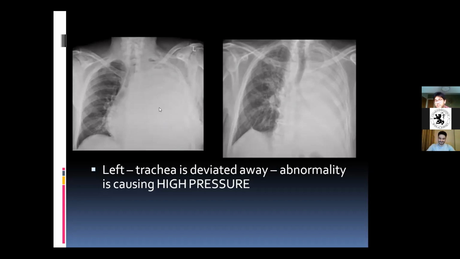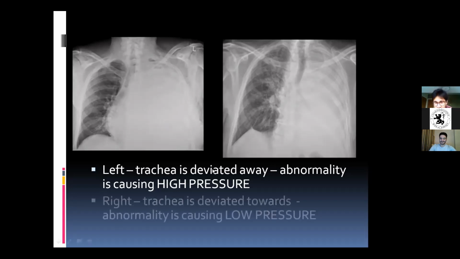Pleural effusion, exactly, pleural effusion. Pneumothorax will not look like that. Pneumothorax will look black. Okay, so just pointing that out. I'm sure you knew that. Okay, so on the right, yep, pleurothoracic. On the right, there is an abnormality that is causing low pressure.